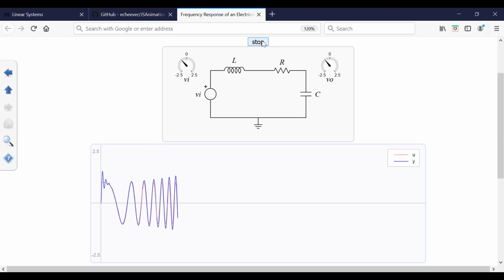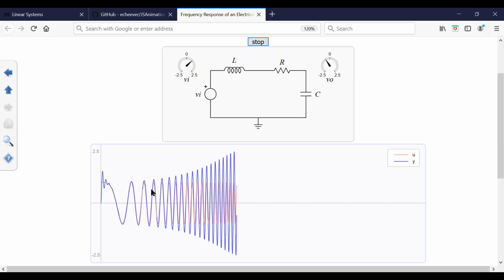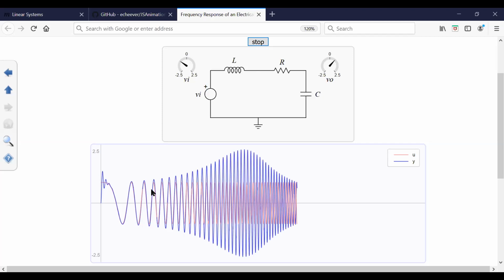So the input is a sinusoidal function whose frequency increases with time. At low frequencies, both the input and the output are equal in magnitude and in phase, once the initial transient part has died out. So this corresponds to a magnitude of 1 and a phase of 0 degrees on the magnitude and phase plots.